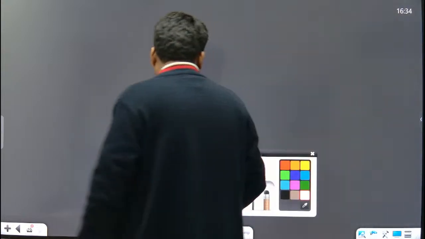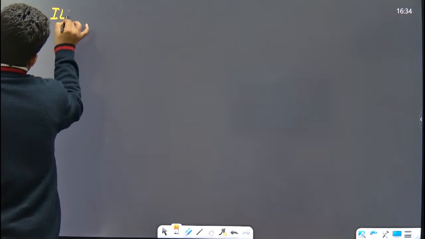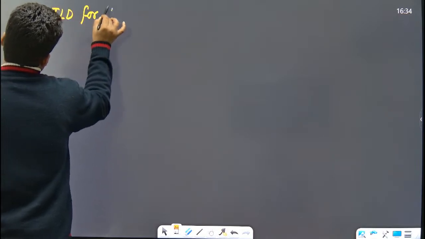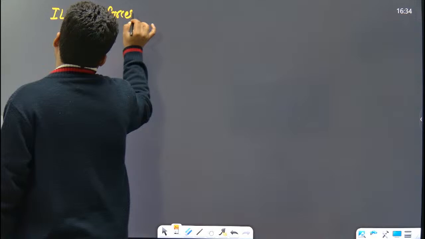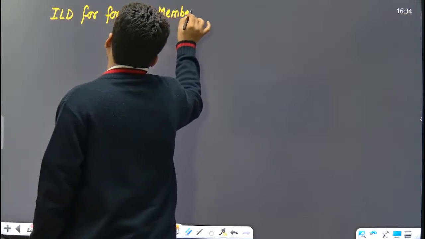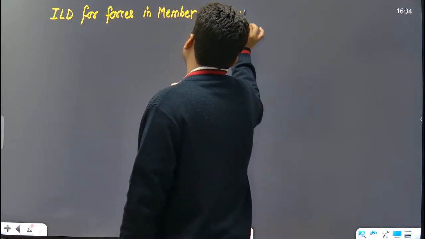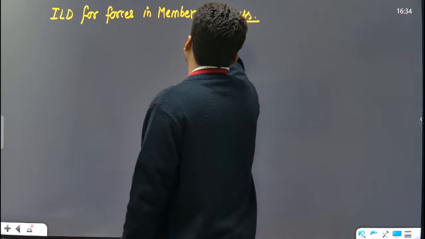Clear? Now the next concept is ILD for forces in the member of truss. This is the last concept for ILD.